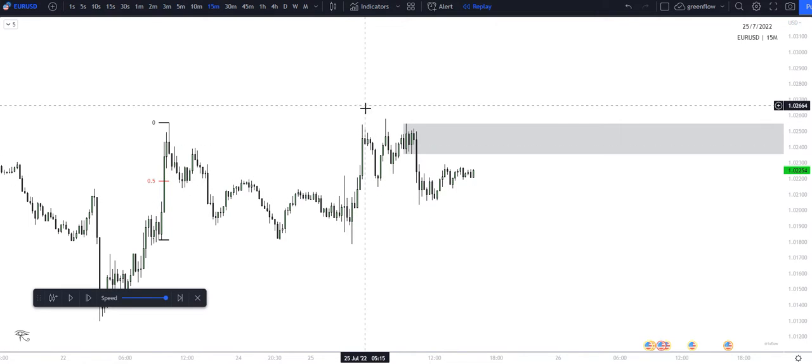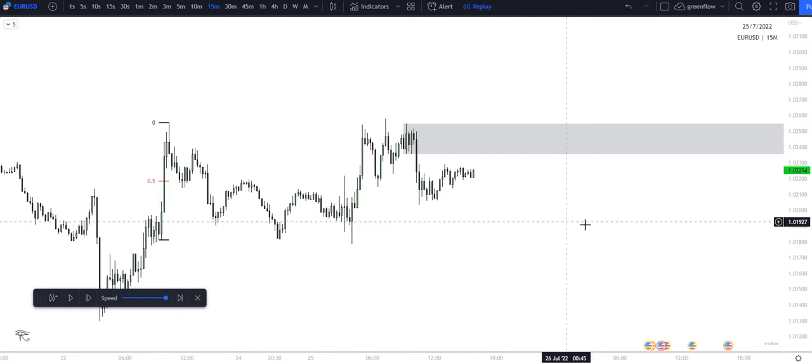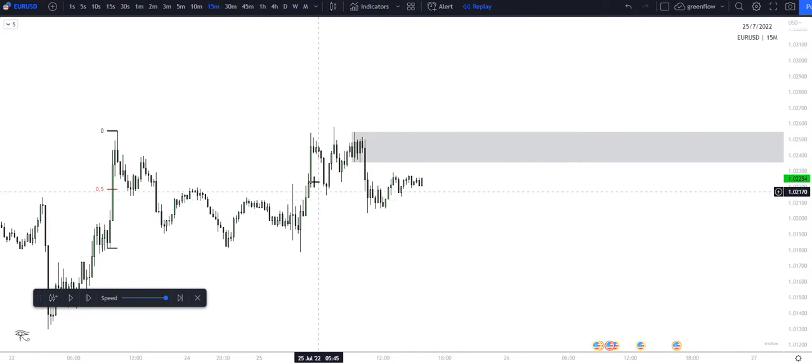What happened? Price just moved up, raided the highs. But what did it put in? Another break of structure to the downside, that distribution that was formed.